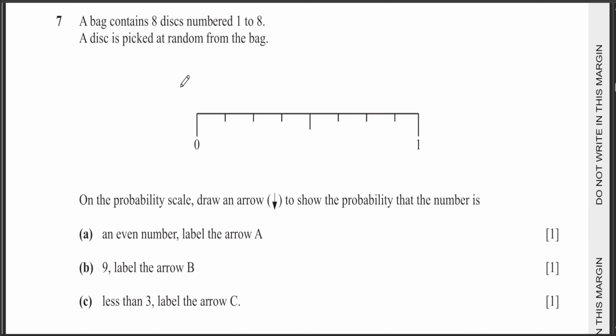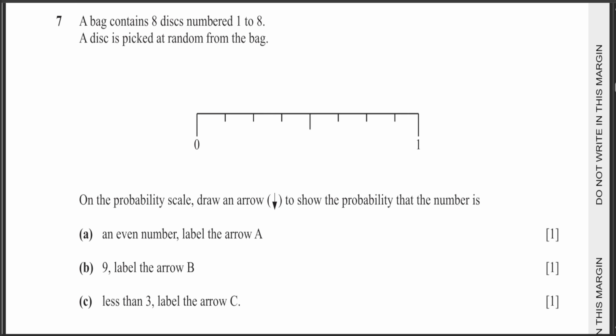Question 7. A bag contains 8 discs numbered 1 to 8. A disc is picked at random from the bag. On the probability scale, draw an arrow to show the probability that the number is an even number. Label the arrow A.